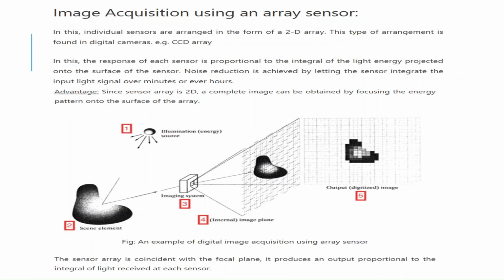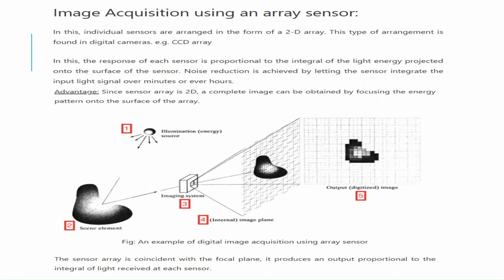Image acquisition using an array sensor. In this, individual sensors are arranged in the form of a 2D array, and this type of arrangement is found in digital cameras or CCD arrays. The response of each sensor is proportional to the integral of light energy projected onto the surface of the sensor. Noise reduction is achieved by letting the sensor integrate the input signal over minutes or even hours. The advantages are that the sensor array is 2D, and the complete image can be obtained by focusing the energy pattern onto the surface of the array.